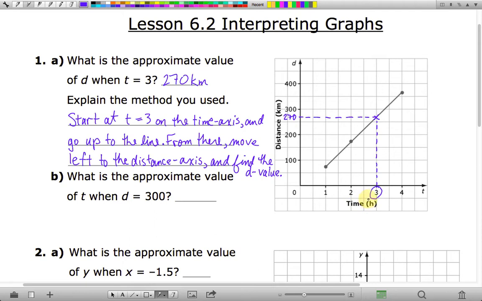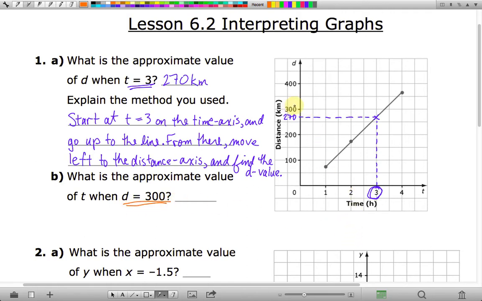Next, and just so I don't confuse what I did in the first part here, that t equals 3, with what I'm going to do next, I'm going to switch colors. So why don't I switch to orange, should be nice and bright and visible. I'd like to know what is the approximate value of t when d is equal to 300.